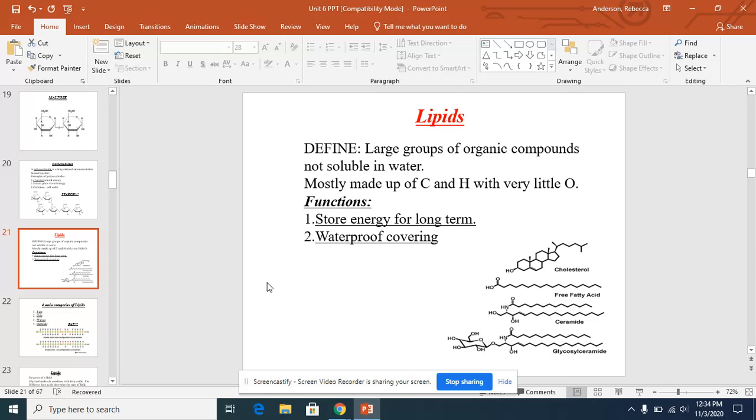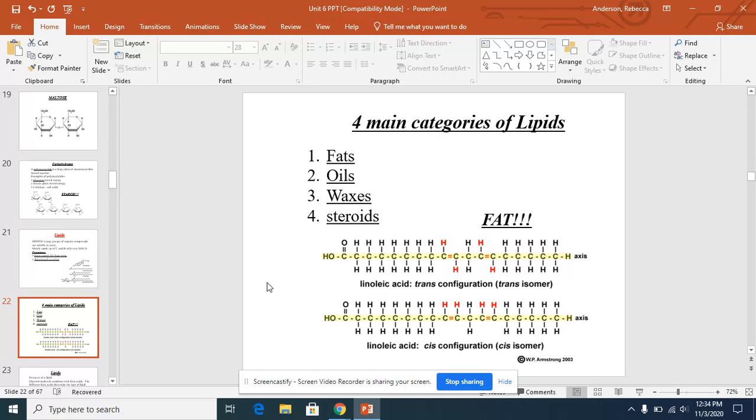So the function for lipids is it stores energy for long term and is a waterproof covering. So there are four main categories of lipids, and I do want you to write all four down. And that's fats, oils, waxes, and steroids. So here's an example of fat. So you have all these carbons and all these hydrogens and one little or two little oxygens right here on the end, but not very many of them.